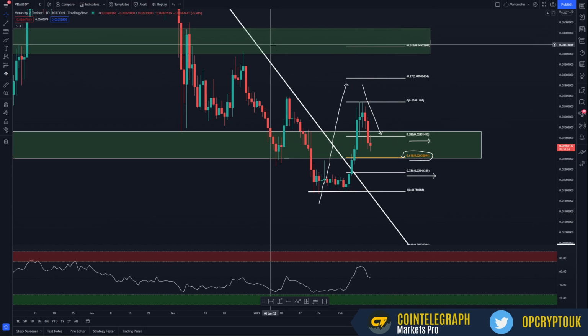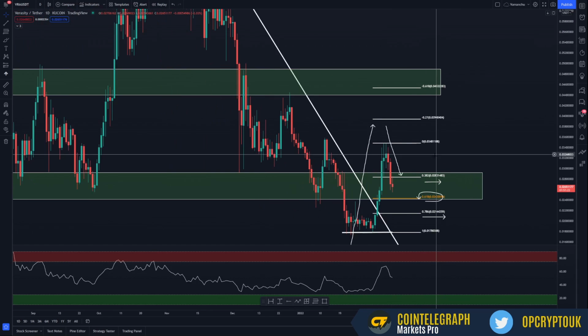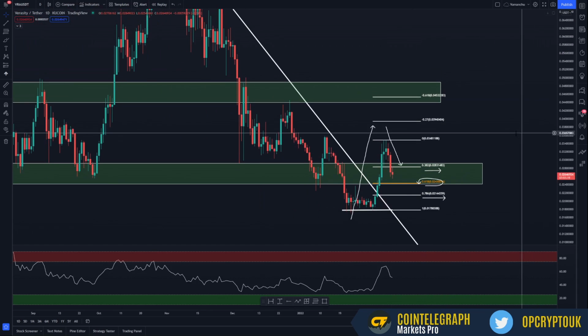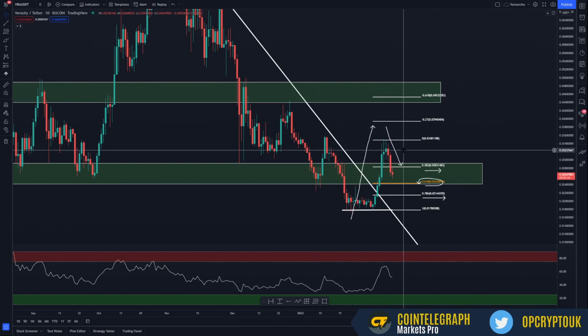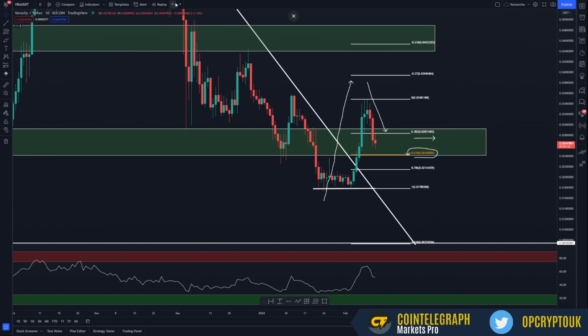So that's areas to potentially buy. If we're looking to sell, we've got a few other key levels that we need to target. We've obviously got a big level of resistance up here at 4.5 cents, but on the way up to there, we've still got some more levels that we can potentially target.